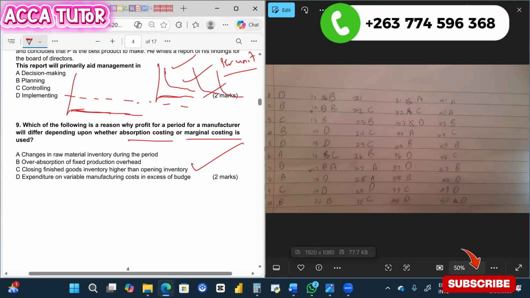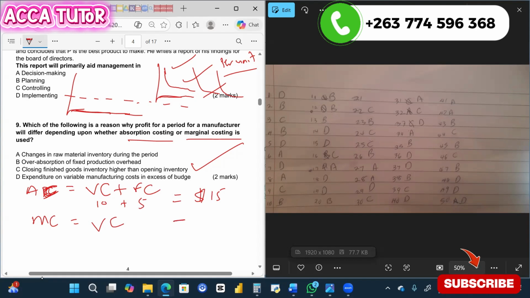when you are using absorption costing, AC, we are saying variable cost plus fixed cost in the cost of a product. So if the cost of a product is variable cost 10 plus fixed cost 5, it simply means that this product is going to cost $15. If you are using MC, marginal costing, we're only going to use variable cost alone, and the cost will be $10.